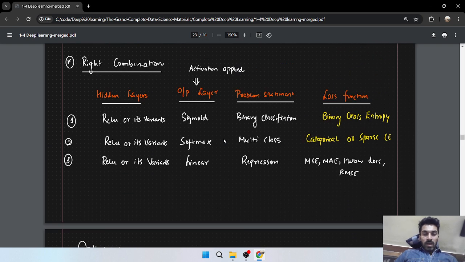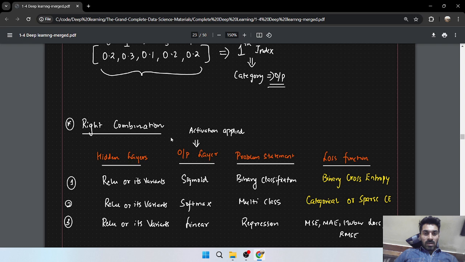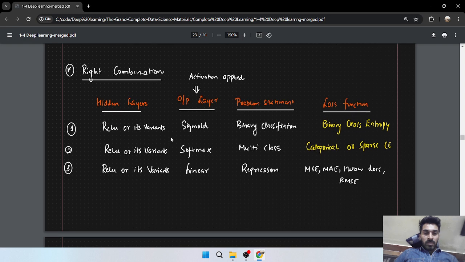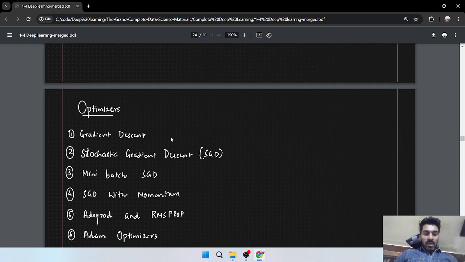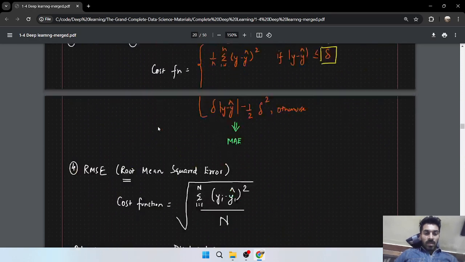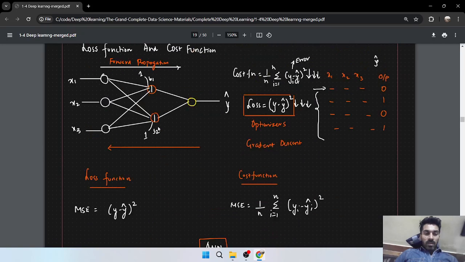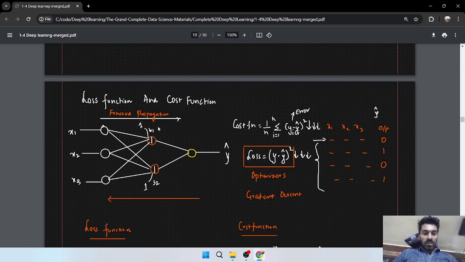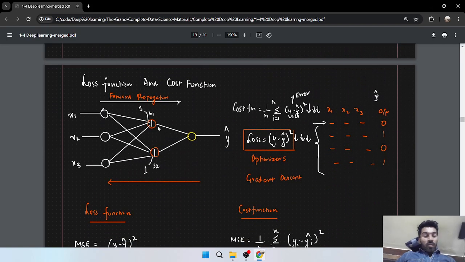So today we will learn about this 23rd PPT page, and after that we will cover the 24th in the next lecture. Now we have to learn about the loss and cost function. So what is a cost function and a loss function?